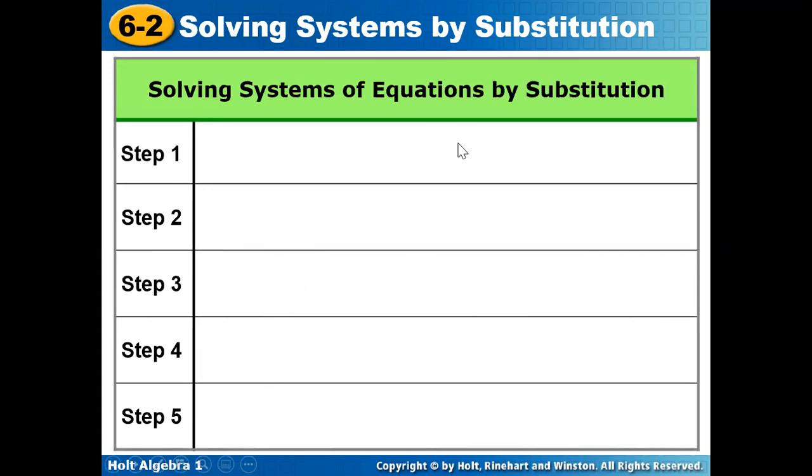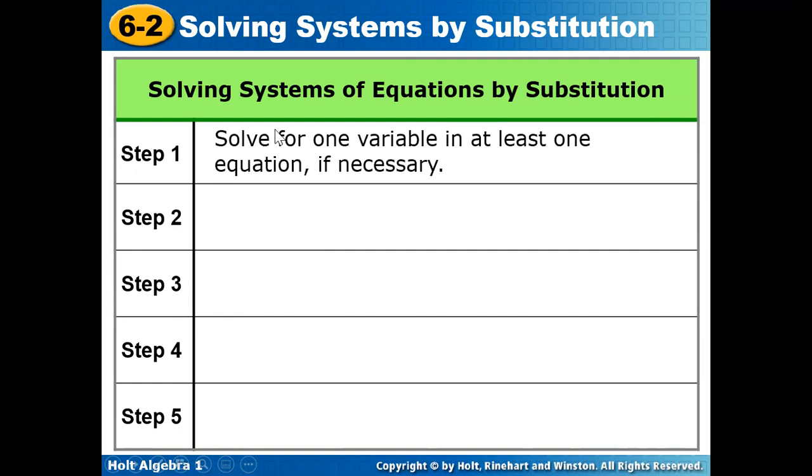So, solving systems of equations by substitution. Step 1, solve for one variable in at least one equation if you have to. Sometimes you don't have to, they're already solved. You only have to have one that is solved for one variable. And by saying solving for one variable, it means you have that one variable by itself on one side of the equal sign.